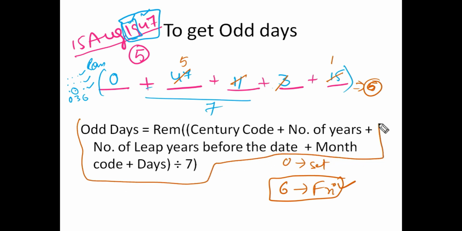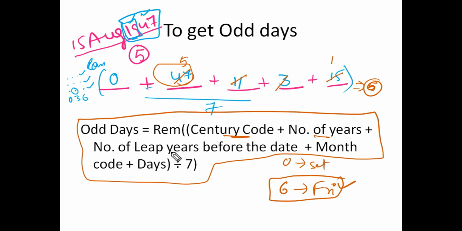Okay. All this procedure I have written like a formula, but don't treat it as a formula. If you treat it as a formula in the mind, you think we need to memorize it and remember it, and all these feelings will come. Don't treat it as a formula. Simply see here. First term is the century code. Next term is the number of years in that century. Next term is the number of leap years before the date. Then the month code.